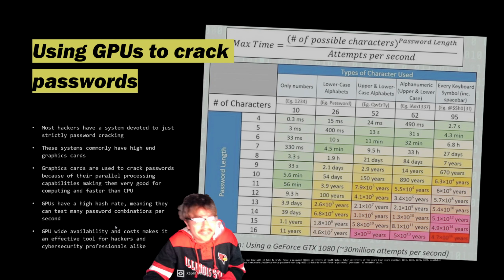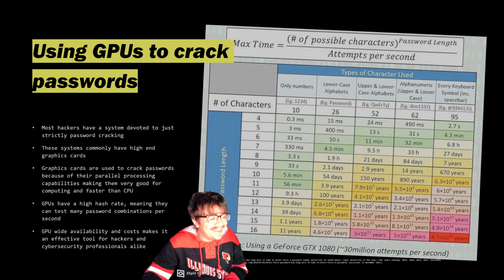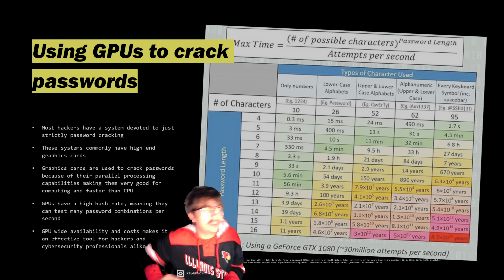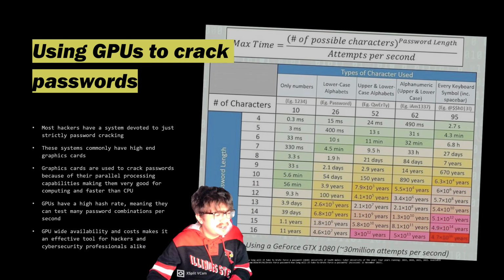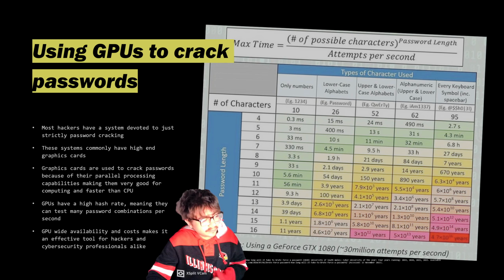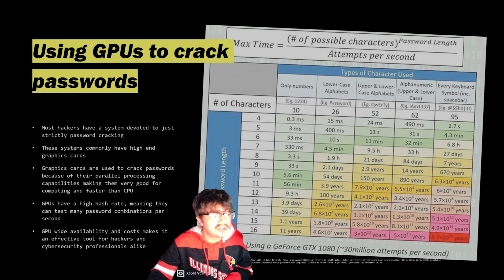Also, GPUs are used a lot because they're widely available. You can game off of them and they're a pretty cost-effective tool. The 4070 Ti that I have right now for this demonstration goes for about $850, which is fairly cheap compared to what you could do with it, right? So that's why it's a popular tool for hackers and cybersecurity professionals alike.